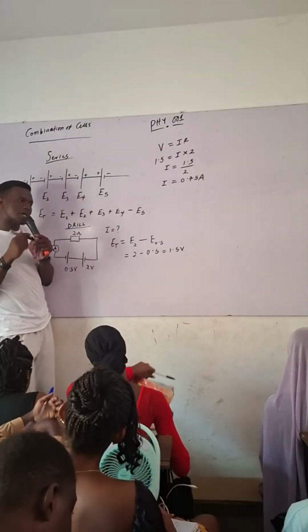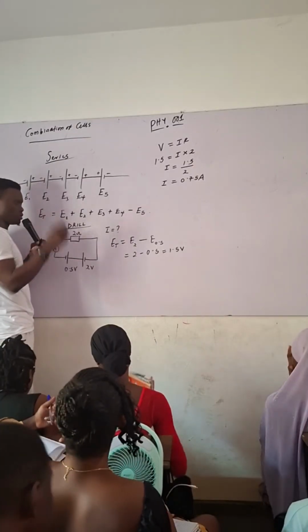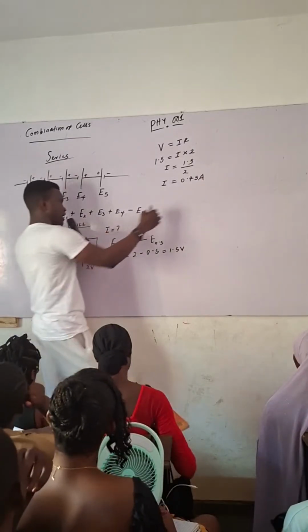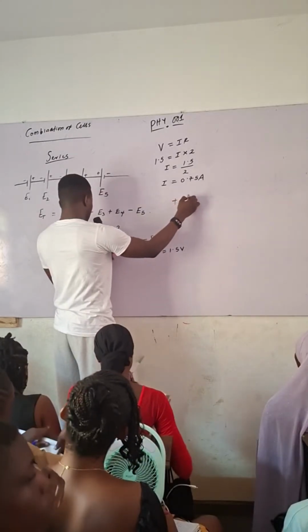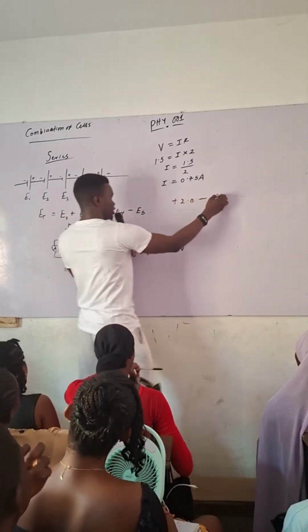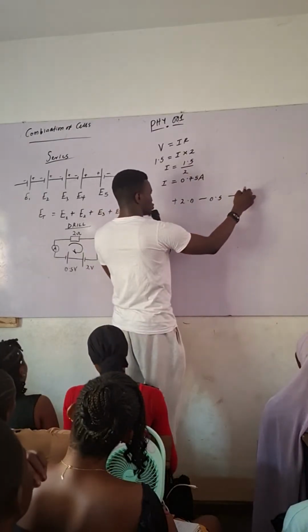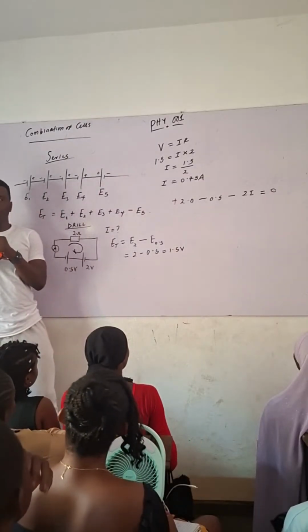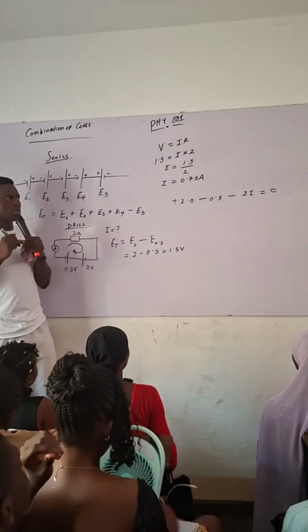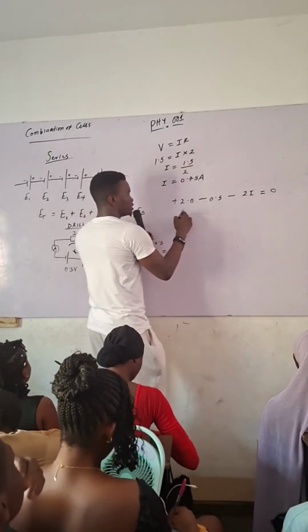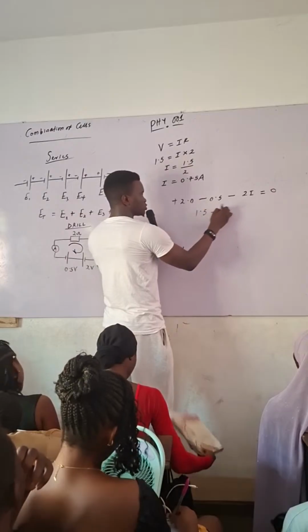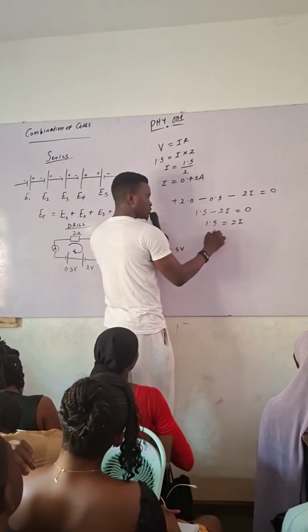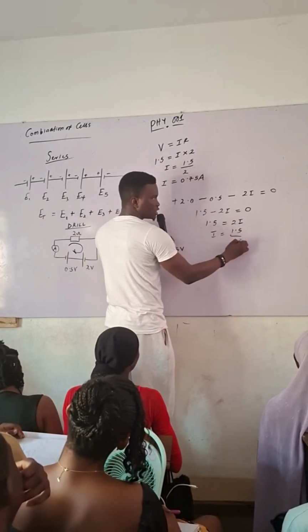In a way, if I can do it this way, let me do something quickly. I'm going to have 2.0 minus 0.5 minus 2i is equal to 0. Now, at the end of the day, this is going to be 1.5 minus 2i is equal to 0. Then 1.5 is equal to 2i. Eventually, i will be 1.5 over 2. This is called Kirchhoff's law.